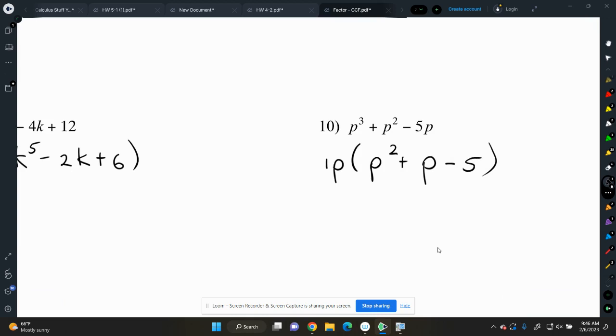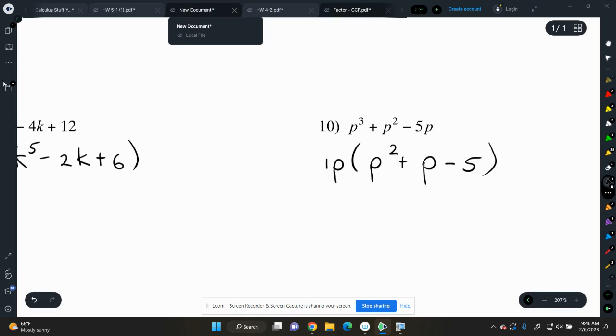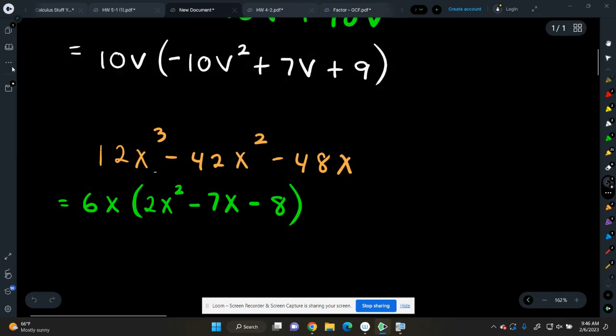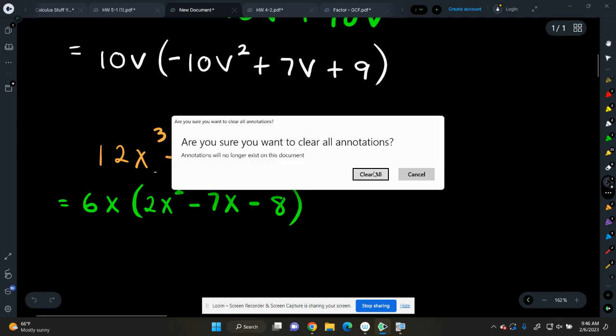Okay. So we're going to go over the next phase of factoring, but I will not give you homework on that tonight. Okay. Let's see. So the first thing we do when we factor is we factor out the greatest common factor, all right?